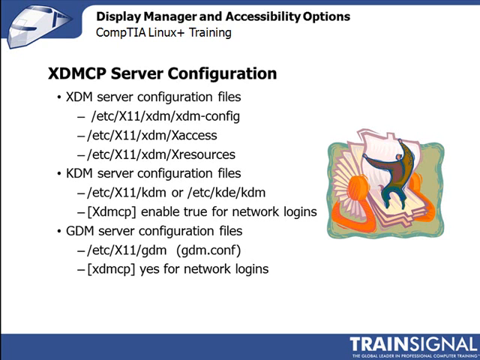XDM's config files are first xdm-config, where you can set things like remote access, and the X-access file, which controls who can access the system remotely. And finally, you have the X-resources file, which lets you set resources or variables like X-login greeting, which can be used to change the text XDM displays on the login screen.